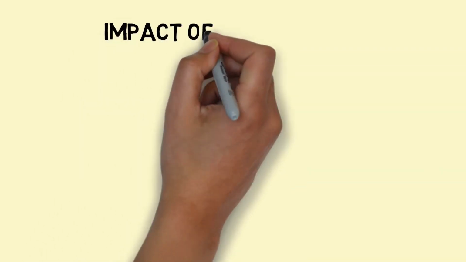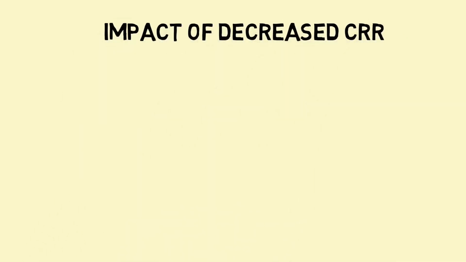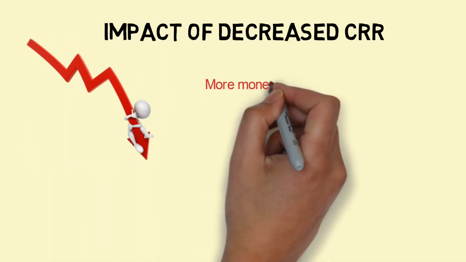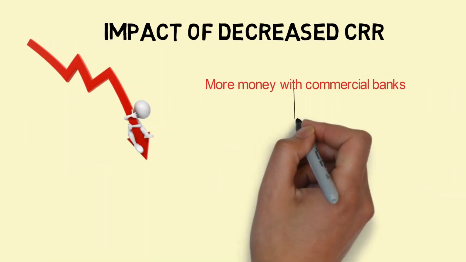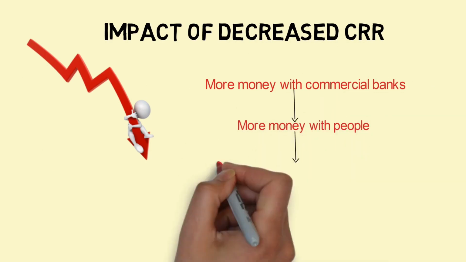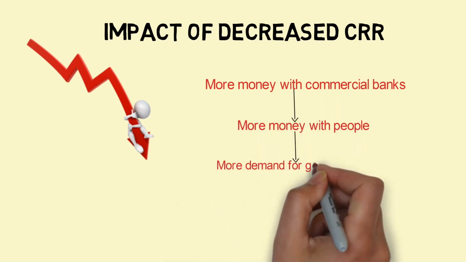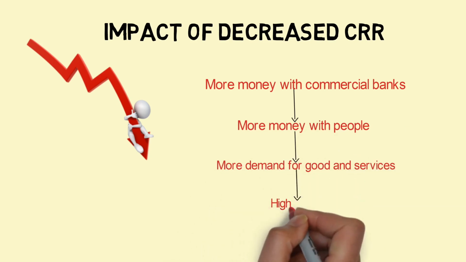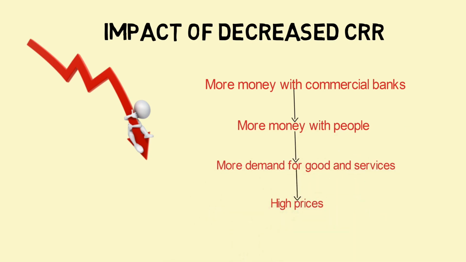The impact of decreased CRR. More money with commercial banks leads to more money with people, which leads to higher demand for goods and services, which leads to higher prices. CRR should be aligned with supply and production levels. If people are producing more, then they deserve to spend more. Decreased CRR provides a short-term fix as it increases demand in the short term.